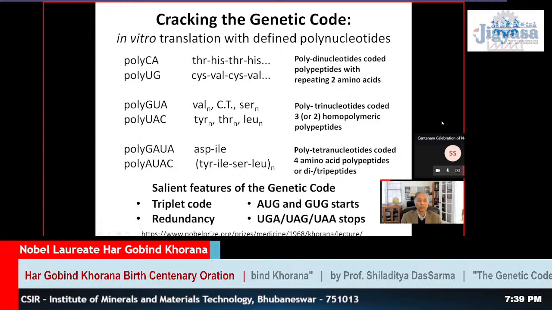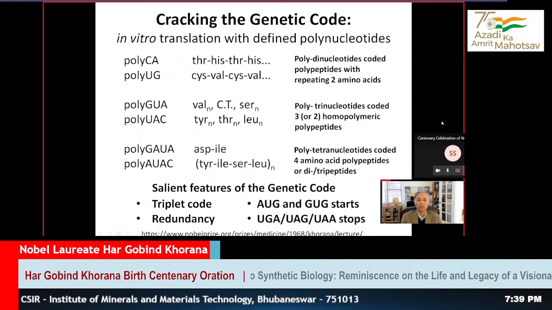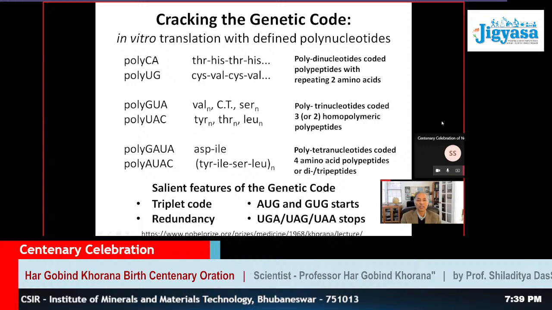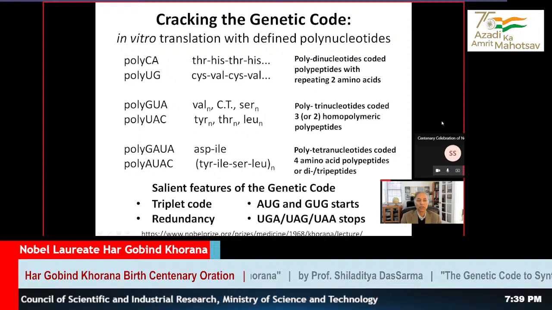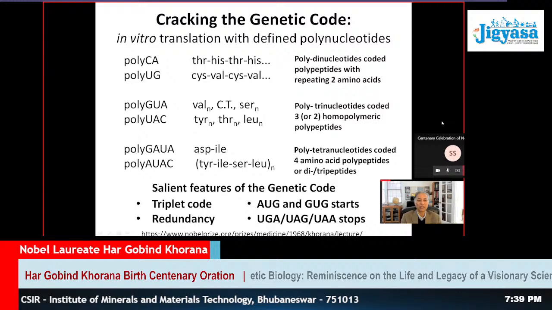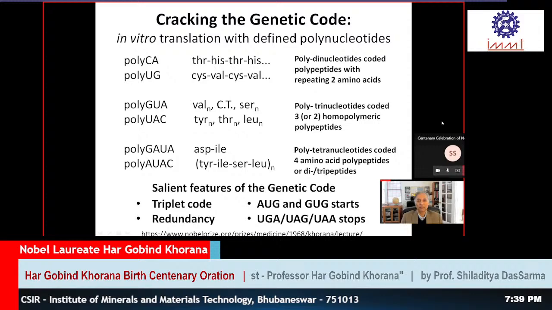polynucleotides. So for instance, with poly CA, when he programmed in vitro translation, he obtained polypeptides with repeating two amino acids. In the first case, it was a repeating polymer of threonine and histidine. In the second case, it was a polymer of cysteine and valine. When he took the polytrinucleotides, he obtained homopolymers. For instance, in the poly GUA, he obtained polyvaline and polyserine. In the case of UAC, he obtained three different polymers, tyrosine, threonine, and leucine.